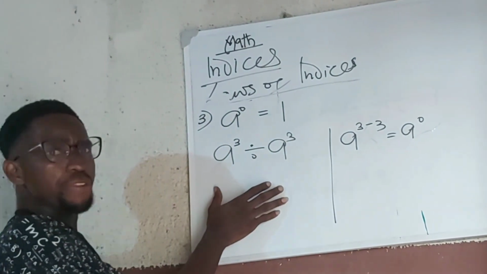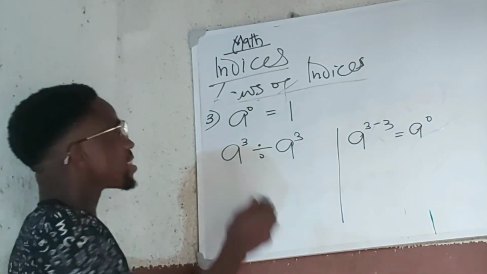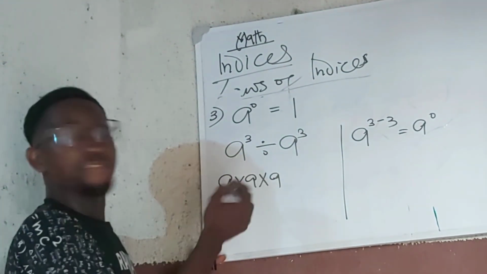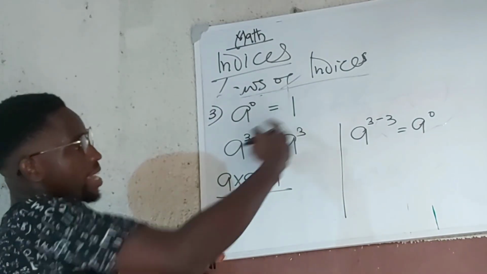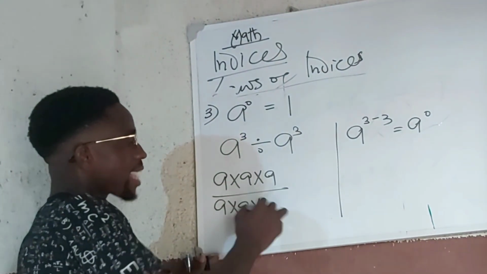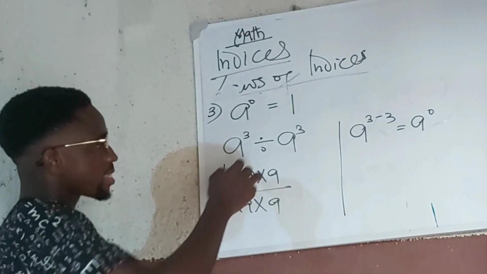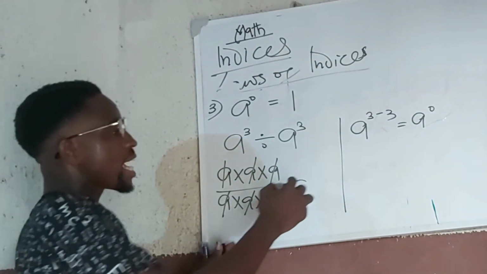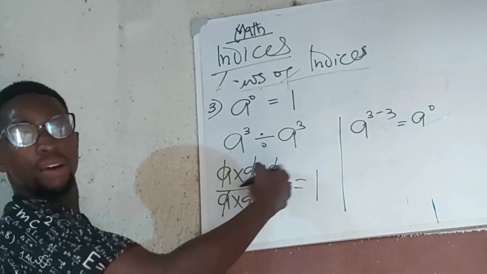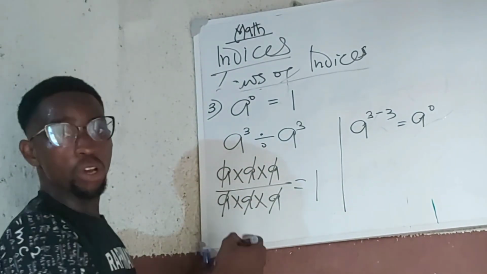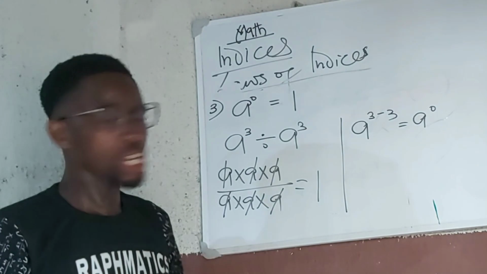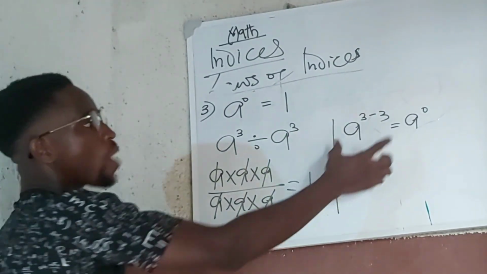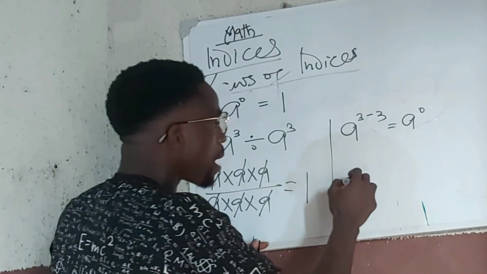Or let's solve it using what we know about indices. 8 to power 3 is written as a times a times a, divided by another 8 to power 3, which is a times a times a. So I can cancel this for this, this for this, and this for this. At the end of the day, once I cancel all of these, I'll be left with 1 because what I have on top is 1 and what I have below is 1. So 1 upon 1 is still 1. So on this side, we solved it this way and got 1, and we solved it here and we are getting 8 to power 0.